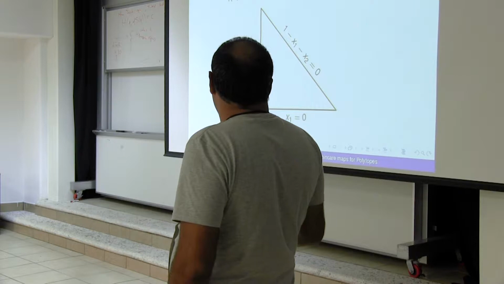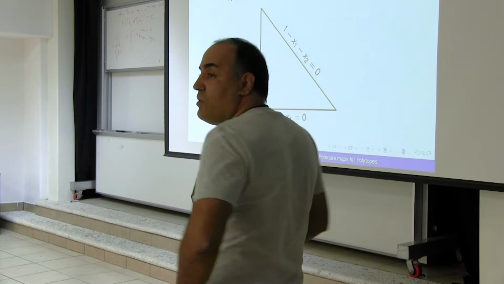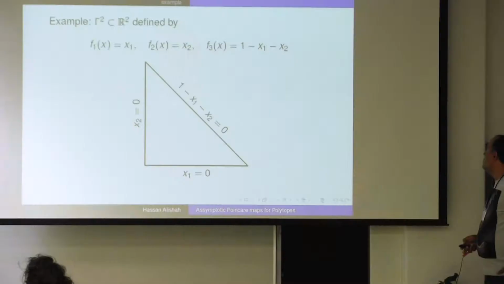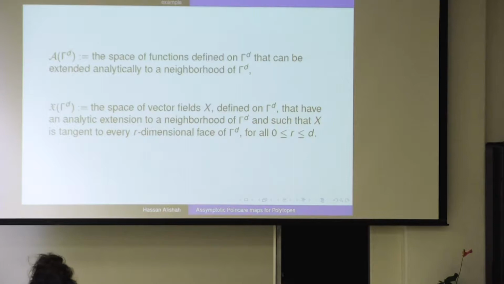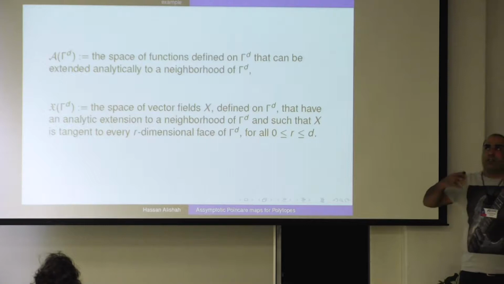So here f2 and f3 make a coordinate system. At this point, you have the distance from this face and the distance from that face, and the same happens here and here. So what I'm going to consider are analytic vector fields: vector fields that are defined on the polytope and can be extended analytically to a neighborhood of the polytope.